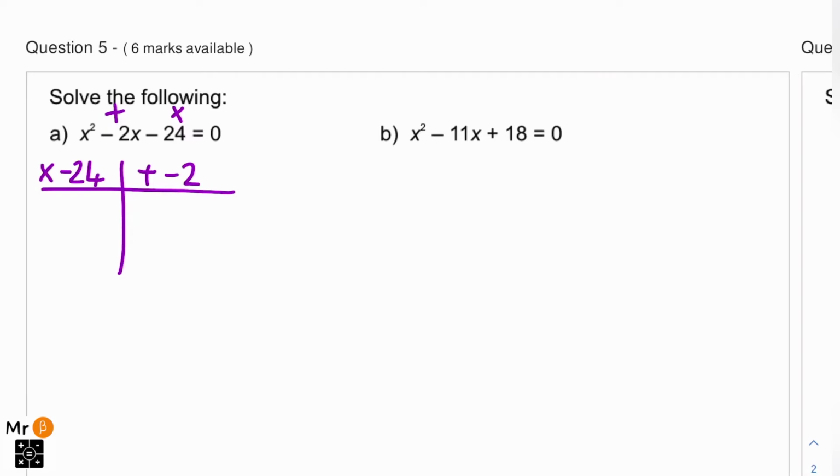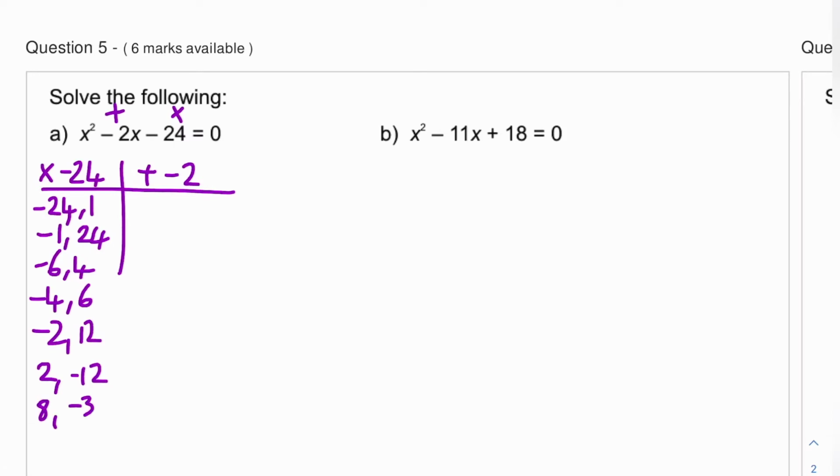So we're going to write down our factors of negative 24. We know one must be positive, one must be negative. So minus 24 and 1, minus 1 and 24, minus 6 and positive 4, minus 4 and positive 6, minus 2 and 12, 2 and negative 12, 8 and negative 3, negative 8 and 3.